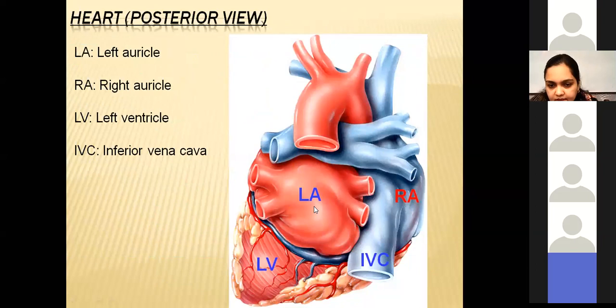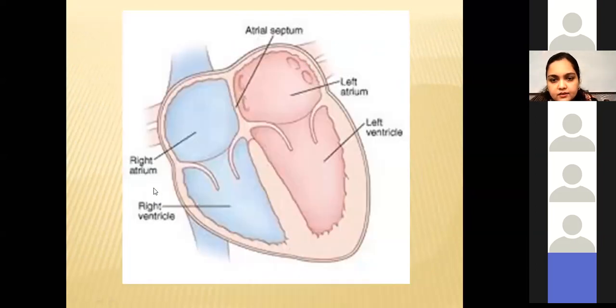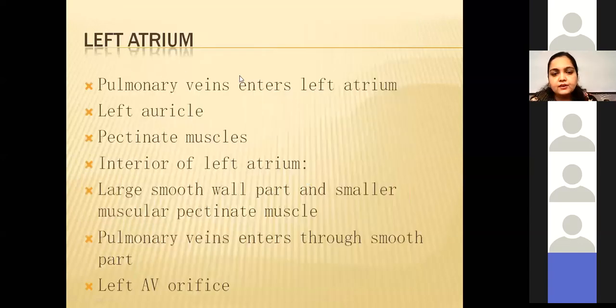Left atrium you can see in this slide, forming the base of the heart. The right atrium receives the superior vena cava, inferior vena cava, and coronary sinus. Interatrial septum, and interventricular septum between the two ventricles. The left atrium again has a smooth part and a rough part. For the atrium we use the term pectinate muscles. The pulmonary vein enters the left atrium, and then the blood goes to the lungs for oxygenation. The smooth part is occupied by the pulmonary veins, and the rough part is occupied by the pectinate muscle.